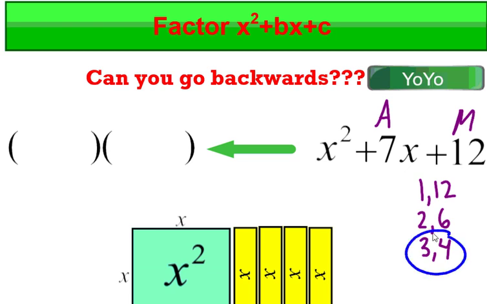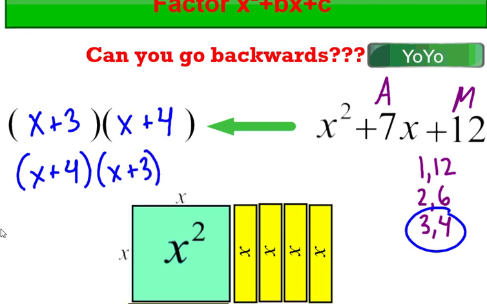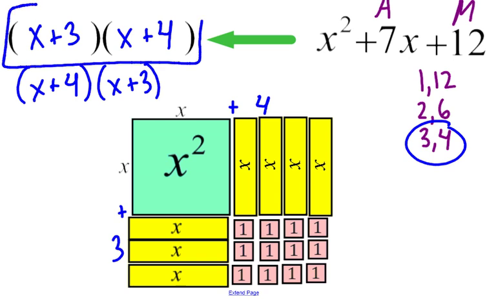The combination I need are the 3 and the 4. So it must be x plus 3, x plus 4. The order in which you write these does not matter. You could have written it as x plus 4 times x plus 3, and it would also be correct because multiplication is commutative. If you did the tiles, it looked like this: x plus 4, x plus 3. Those factors would give you the result of x squared plus 7x plus 12. So your answer is x plus 3 times a quantity x plus 4.